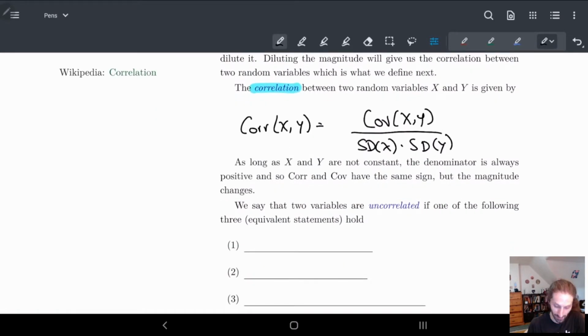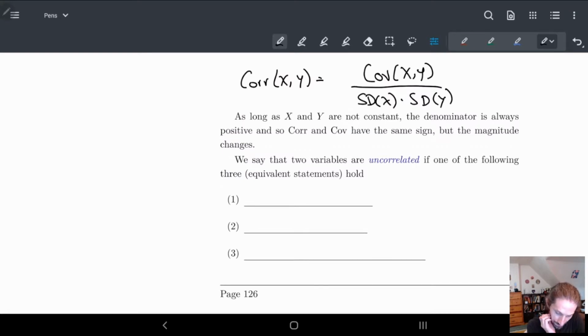As long as x and y are not constant, the denominator is always positive. What that tells us is that the sign of the correlation and the covariance is going to be the same. So we're not losing information on the sign. We're really just altering the magnitude itself.